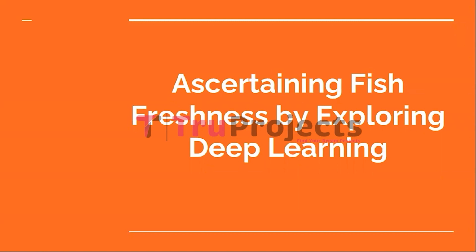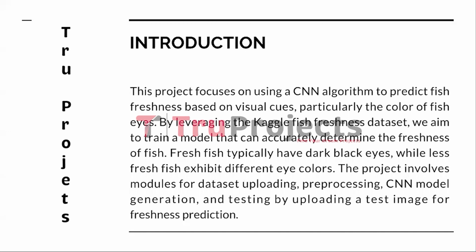Projects. In this video, we are going to explain a project titled Ascertaining Fish Freshness by Exploring Deep Learning. This project centers around the utilization of a CNN algorithm to determine the freshness of the fish by analyzing the visual indicators, specifically the color of the fish eyes. The primary objective is to train a model using the fish freshness dataset, enabling accurate freshness prediction.